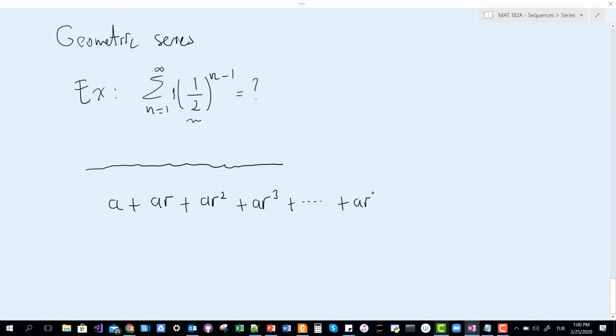So somewhere I need to see my general term, and look at that, I can formalize this sum: a times r to the n minus 1. This is my general term, as you know. Okay, so from now on, I'm going to call this type of series a geometric series.